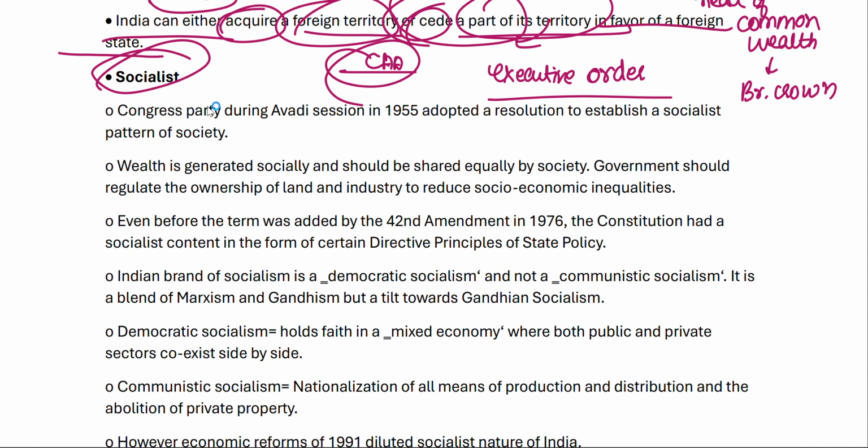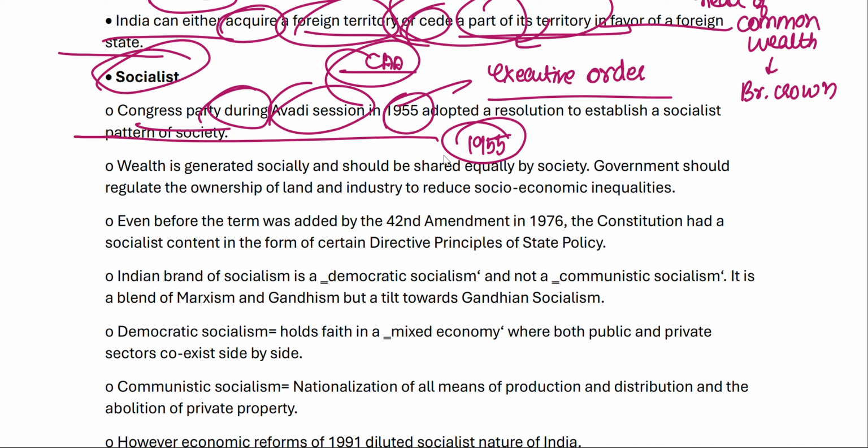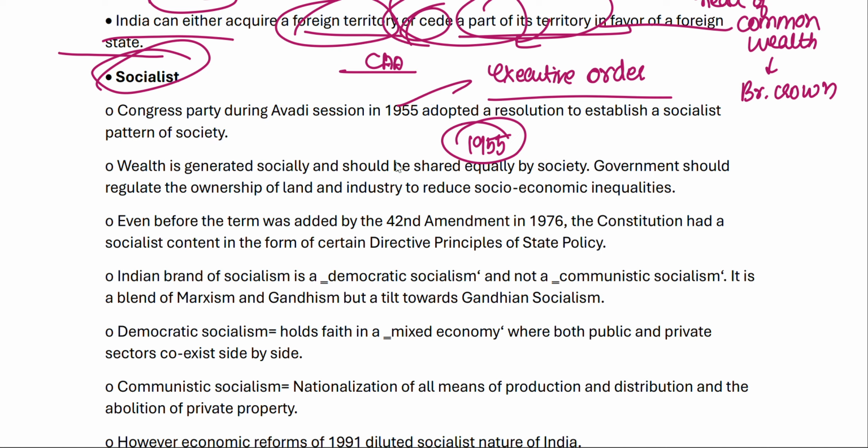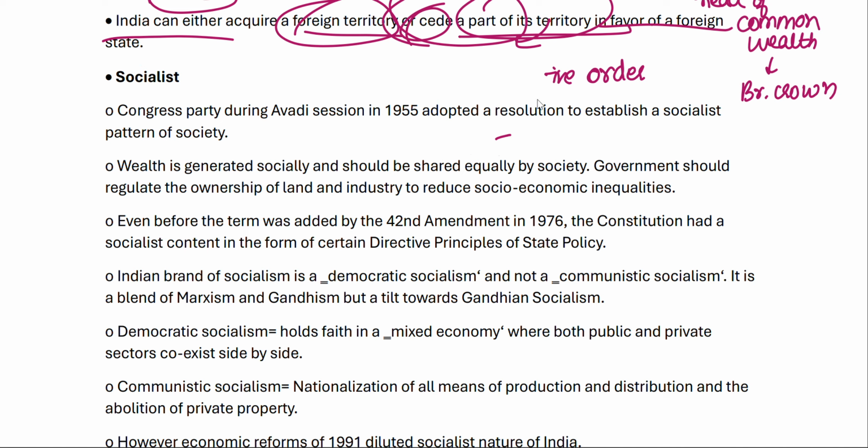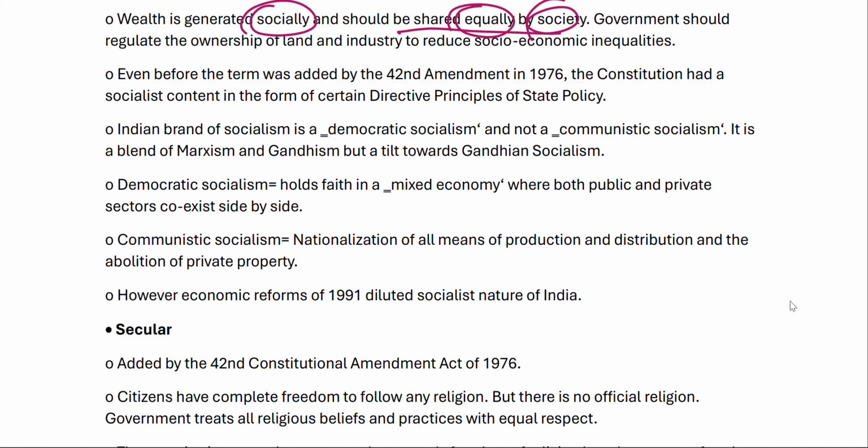Now, what is socialist? The Congress Party, during the Avadi session in 1955, adopted a resolution to establish the socialist pattern of society. So, what is this socialist pattern? Wealth is generated socially and should be shared equally by the society. So we say here that the wealth must be shared equally.